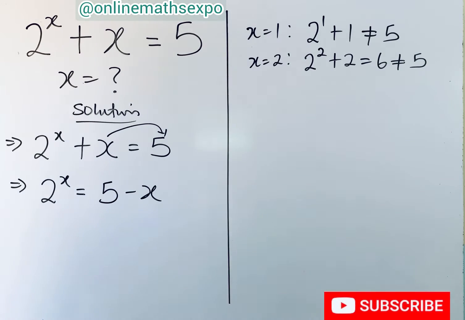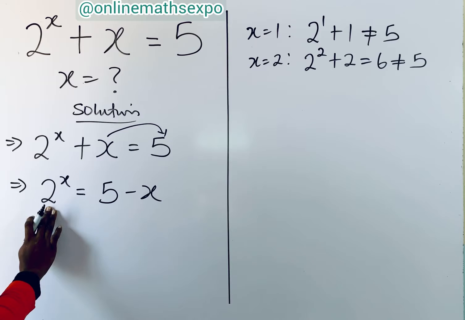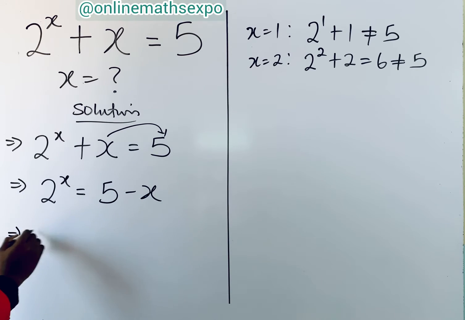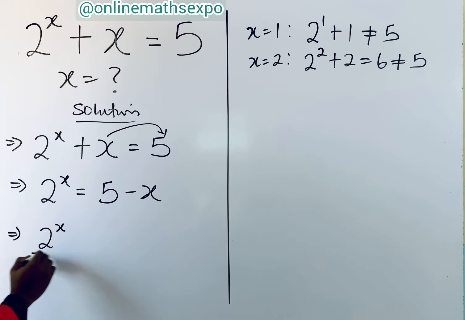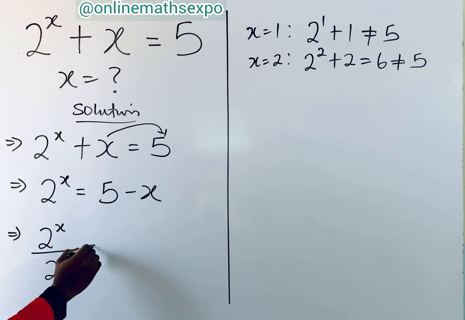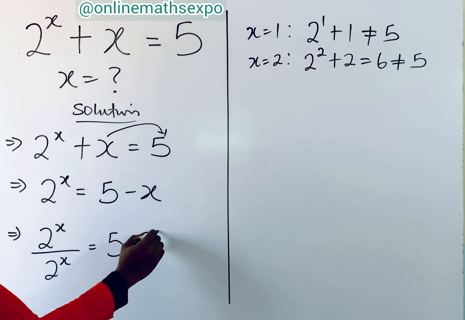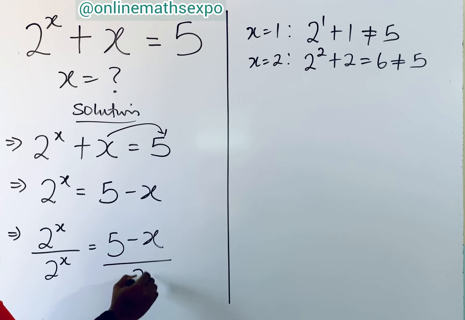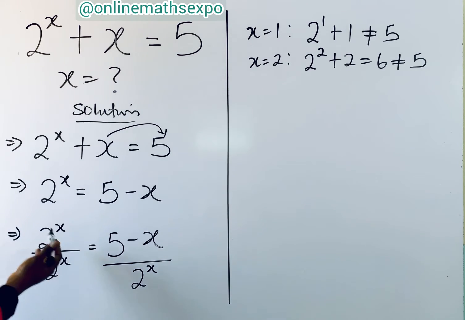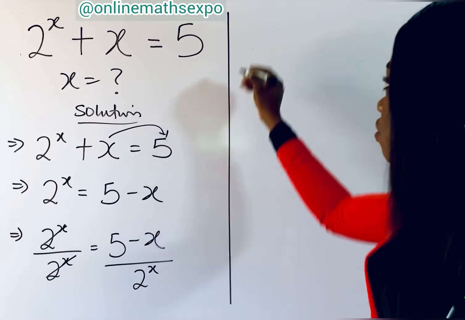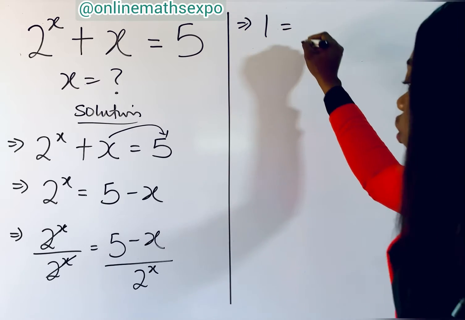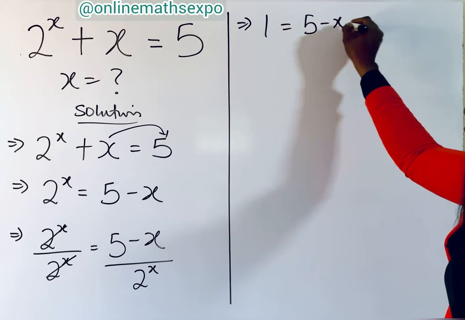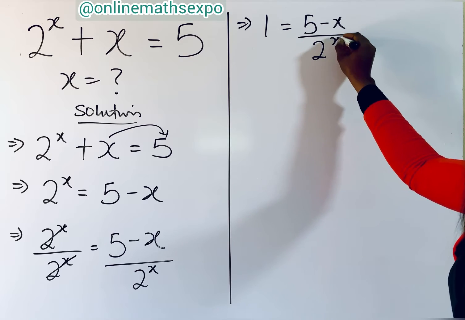Now, what do you think we should do again? We are going to divide both sides by this, okay? So if you do that, we are going to have 2 to the power of x divided by 2 to the power of x is 5 minus x divided by 2 to the power of x. When you divide, this goes into itself once. So this gives us 1 is equal to 5 minus x divided by 2 to the power of x.